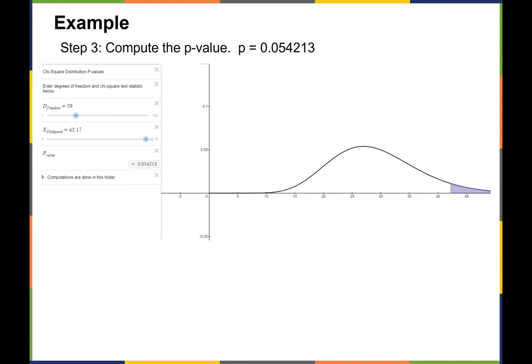So we're going to go to our handy dandy chi-squared calculator on Desmos. We enter 29 for our degrees of freedom. We enter our 42.17 as our chi-square statistic that we just calculated, and it tells us our p-value is 0.054213. And so that purple area right here has an area of 0.054213.